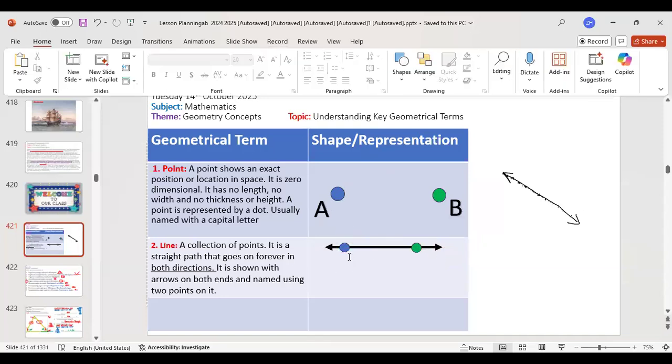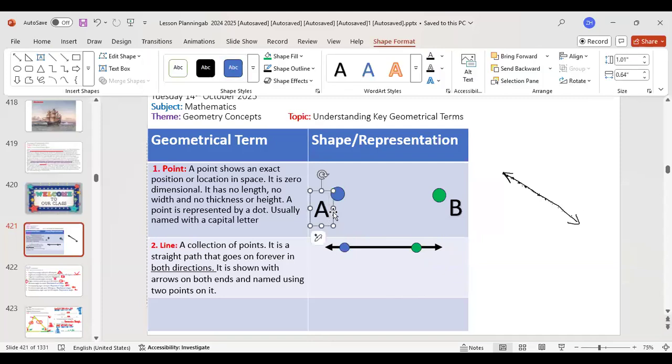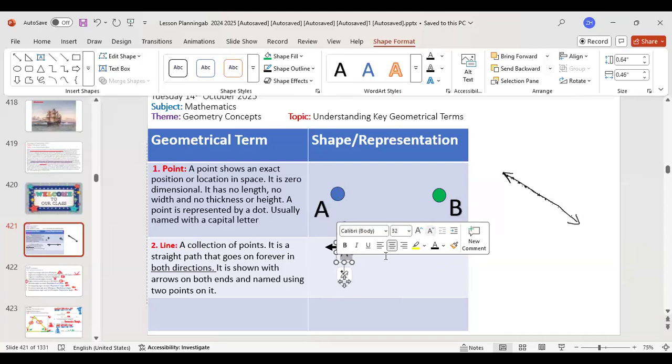So line AB. It's going to be A. And this is going to be B. So B is right out.